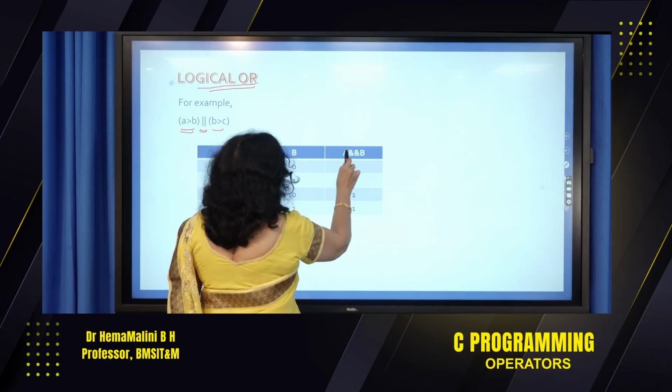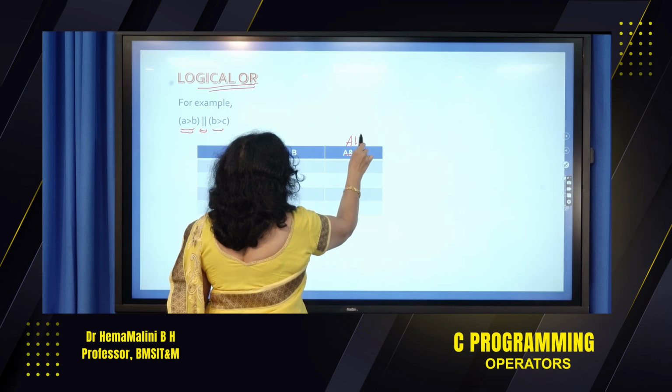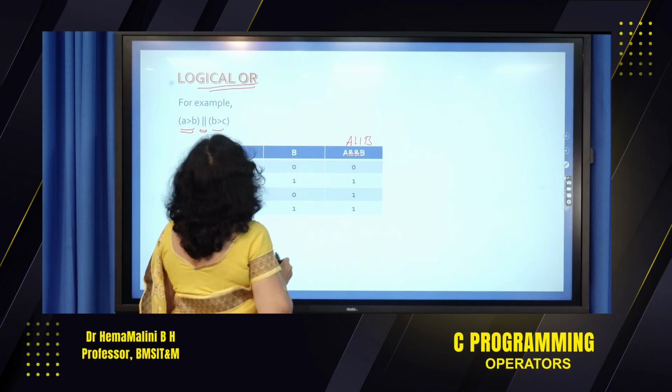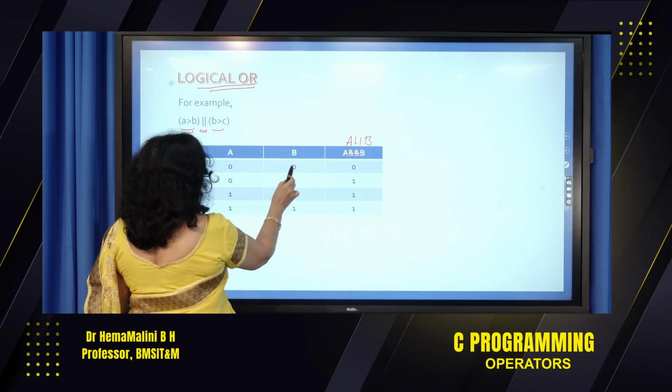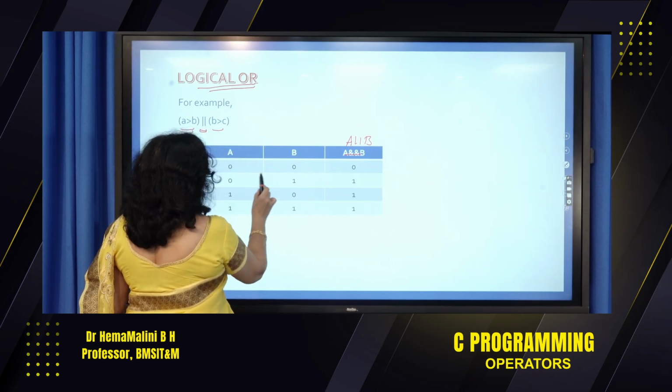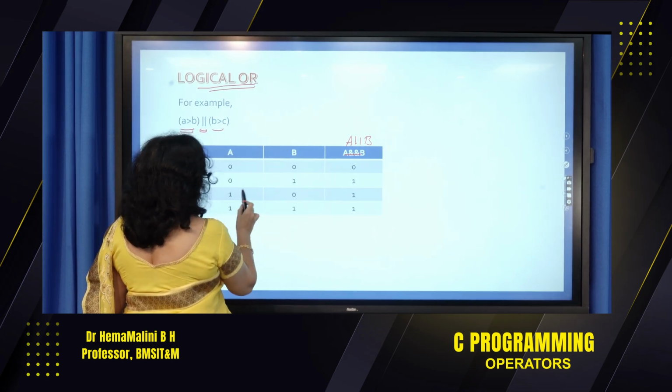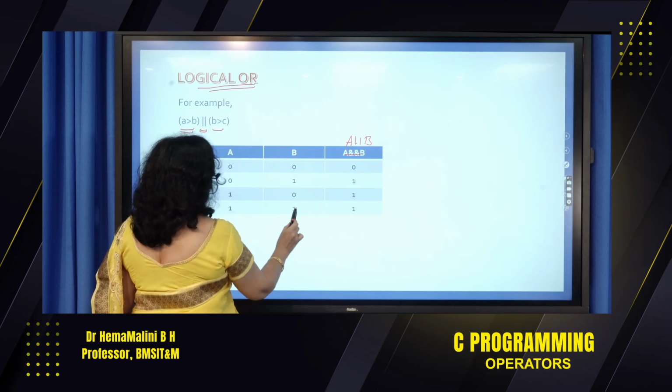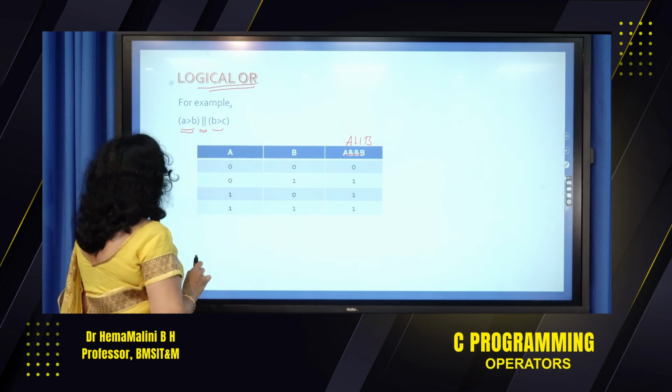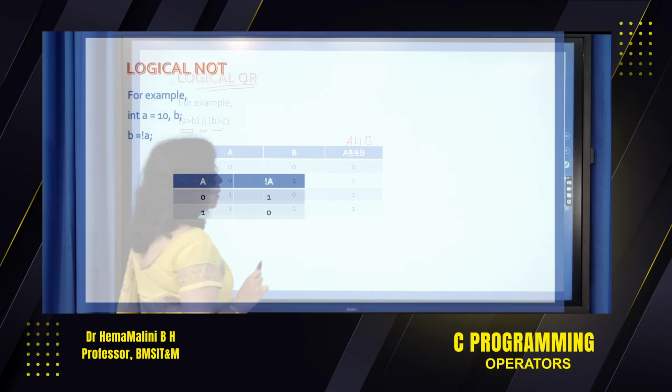Sorry, this is OR, this is A or B. So, 0, 0 would be 0, 0, 1 is 1, 1, 0 is 1, 1, 1 is 1. So, this is logical OR.